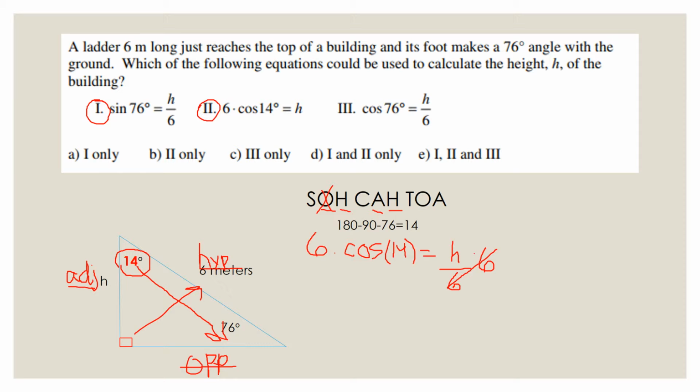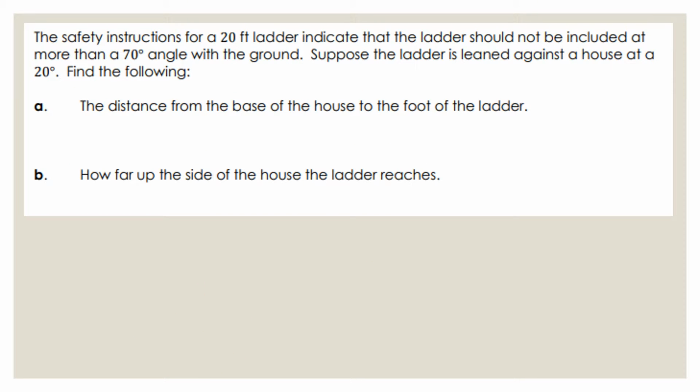So 1 and 2 can be used. Now if we look at our third choice, cosine of 76, we already found out in the first way that we did this with sine that if we're using a 76-degree angle, we're going to have sine because we already know our opposite and our hypotenuse, or we want to know our opposite and we have our hypotenuse. So cosine of that.